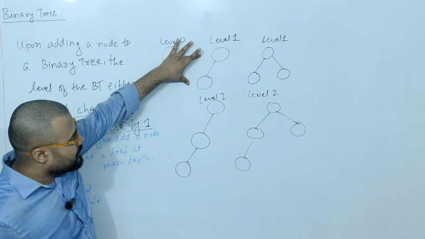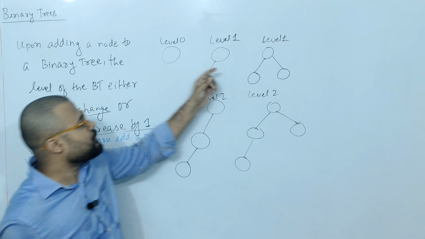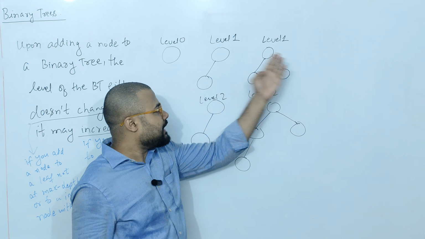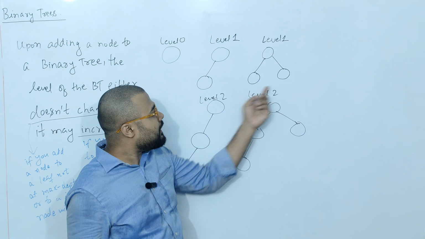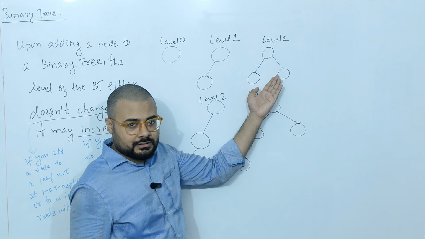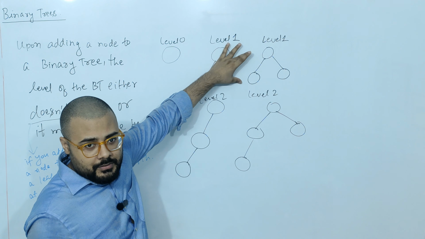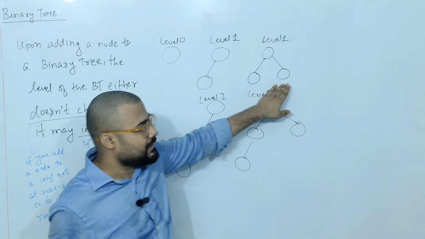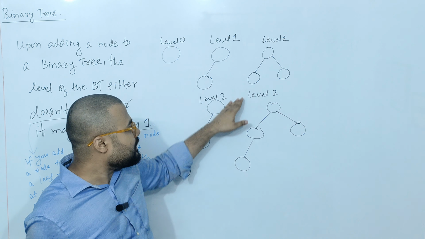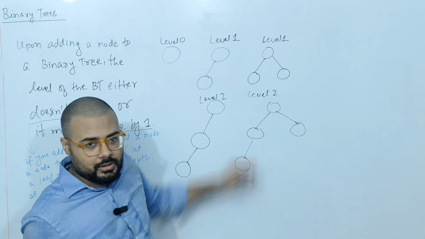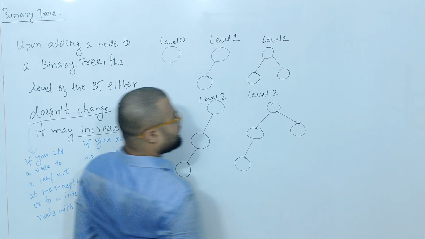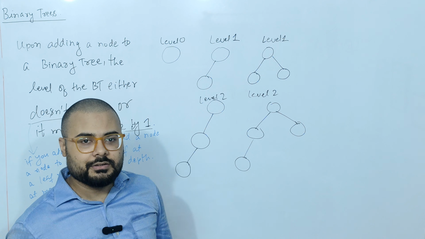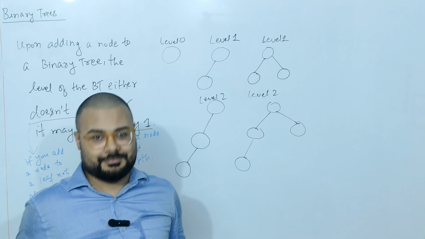So if you look at this level 1 tree, I have the option to add a node at level 0 and get this tree, and so my level of the tree would not increase. But if I choose this tree as my base tree and now I am adding a node, then I have no other option but to add a node at the maximum depth, and that will increase the level of the tree by 1. So this level 1 tree is a perfect binary tree. So what is a perfect binary tree? A tree that is completely filled.